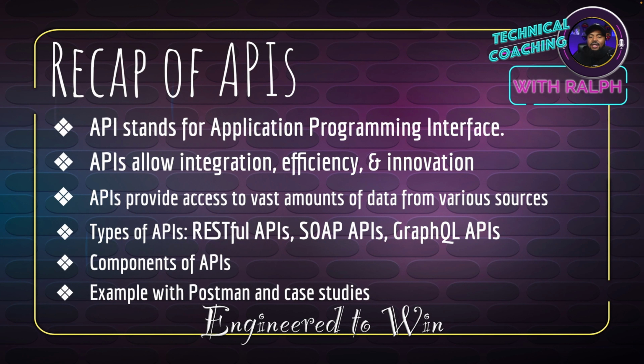So, recap of APIs. API stands for Application Programming Interface. APIs allow integration, efficiency, and innovation. APIs provide access to a vast amount of data from various sources. The types of APIs, just to name a few, are RESTful APIs, SOAP APIs, and GraphQL APIs. We spoke about the components of APIs, and we did some examples with Postman and some case studies of APIs. So that was our recap. If you haven't seen that video, I would highly recommend you go and check that out. Very, very informative.